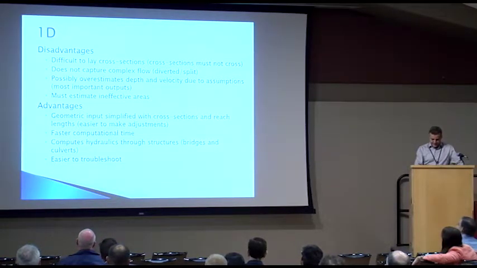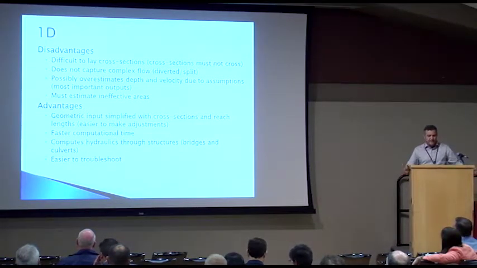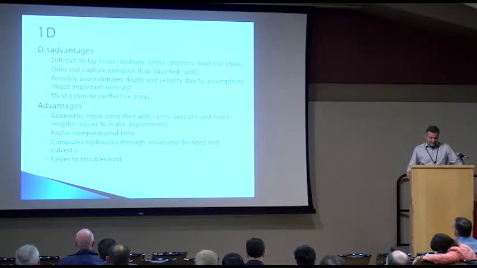So what are the advantages and disadvantages of 1D? It's difficult sometimes to lay cross-sections, especially if you have a bend in your river. Cross-sections can't cross. You lay your cross-sections where you have inflection points, where you have changes in slope, where you have changes in cross-section shape.